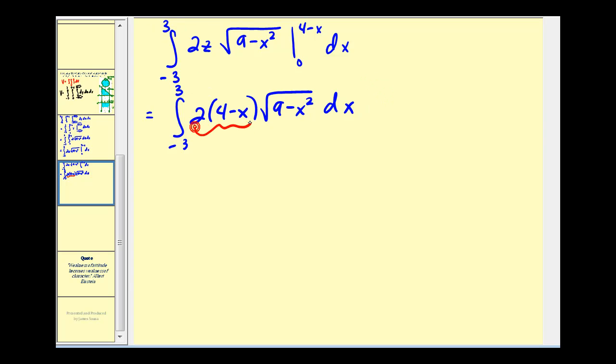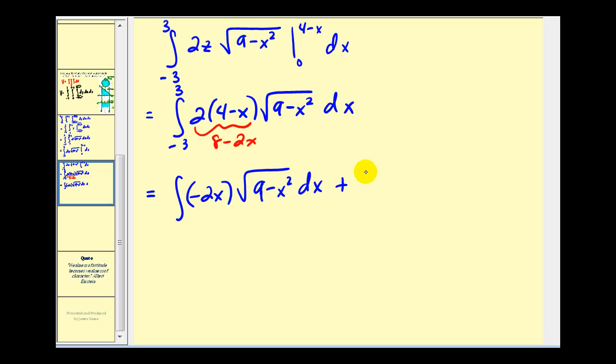Now this is going to be 8 minus 2x. Let's break this up into two different integrals. So we'd have negative 2x times the square root of 9 minus x squared, plus 8 times the square root of 9 minus x squared.